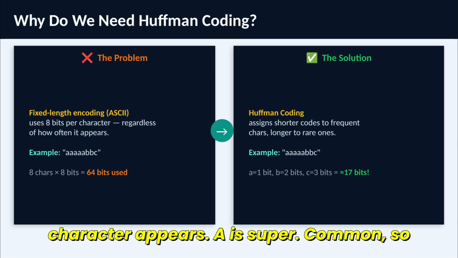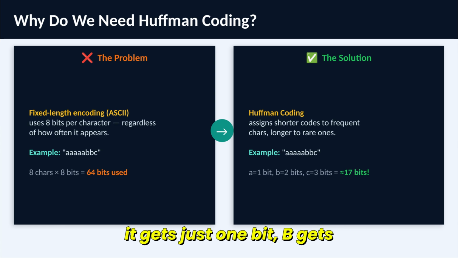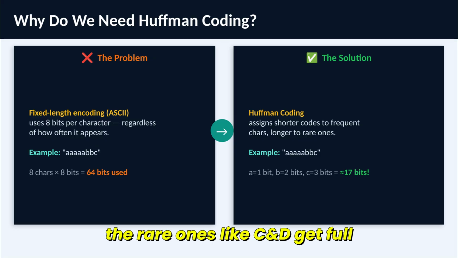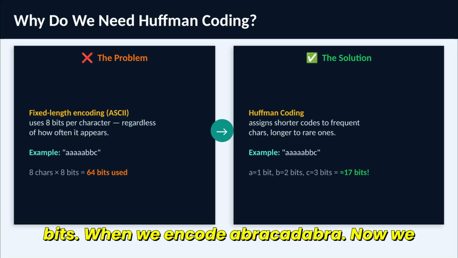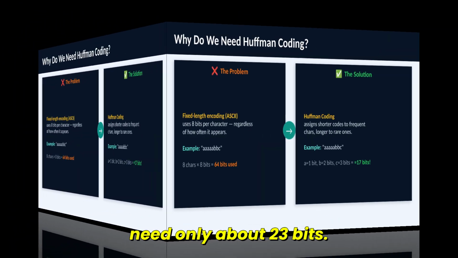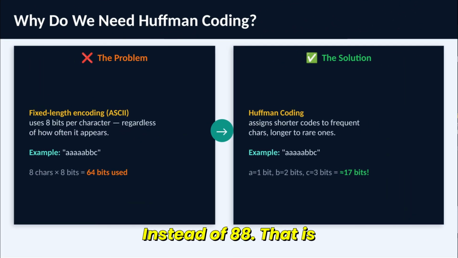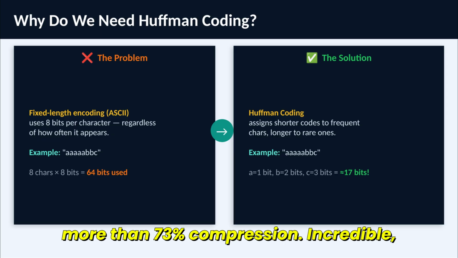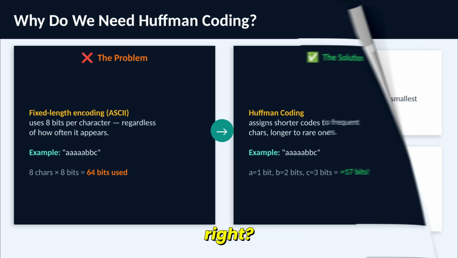A is super common, so it gets just 1 bit. B gets 2 bits. R gets 3 bits. And the rare ones like C and D get 4 bits. When we encode ABRACADABRA now, we need only about 23 bits instead of 88. That is more than 73% compression. Incredible, right?